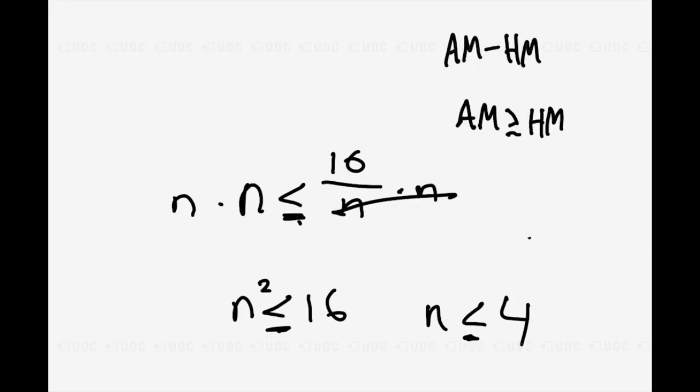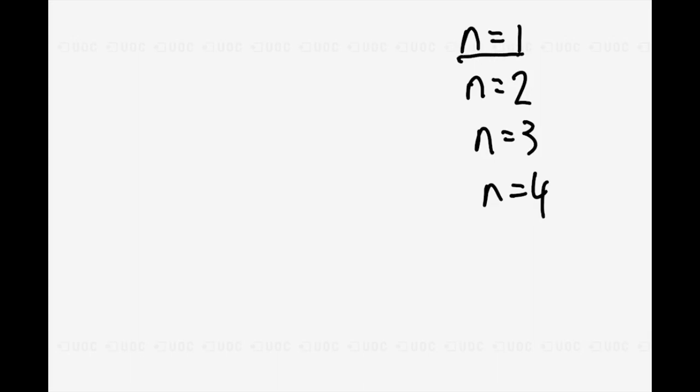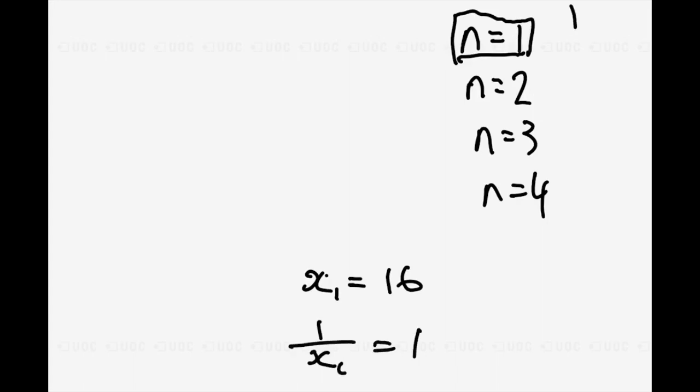Alright, so now what can we do? We've constrained the value of n a lot, and since n has to be a positive integer, the only cases we have to test out are n equals 1, n equals 2, n equals 3, and n equals 4. So for n equals 1, obviously that means x1 is 16 and 1 over x1 is 1, which is obviously not true. So n equals 1 is out.